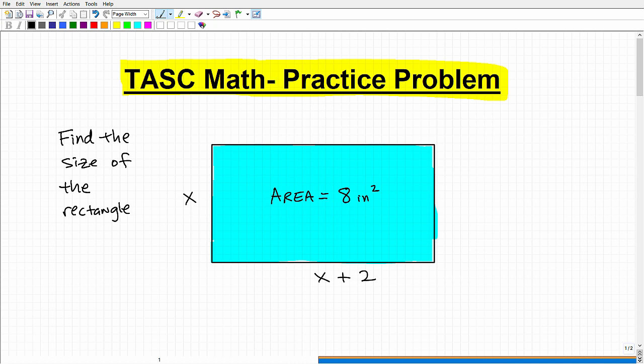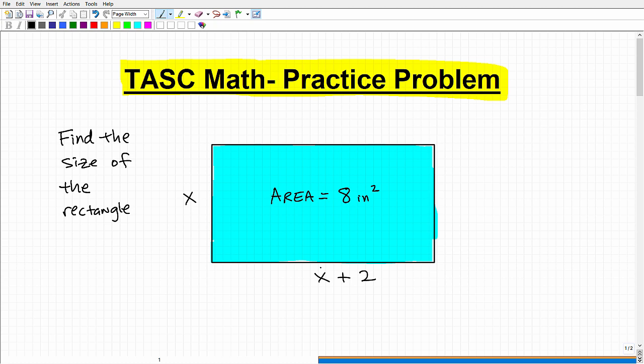So here we have a rectangle, and the area of this rectangle is 8 inches squared. I want you to find the size of the rectangle. You can see that the width here is x, and the length is x plus 2. All right, so how do we find the size? I want to know the dimensions of this rectangle. This is a type of problem that you should be able to solve if you're going to be taking the TASC. Okay, so if you put the video on pause and now you have returned, let's get into the solutions.